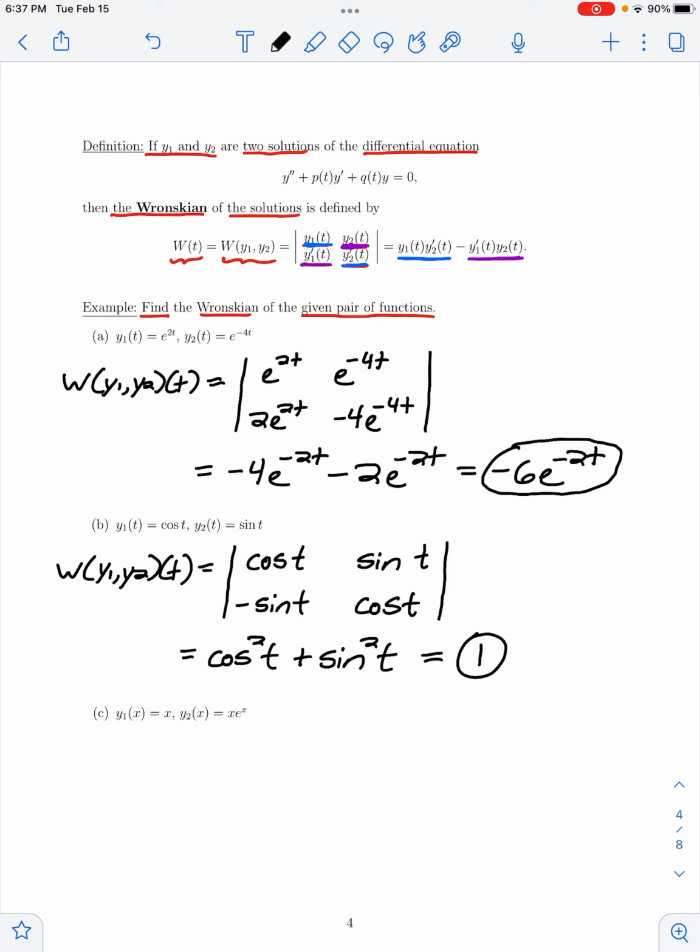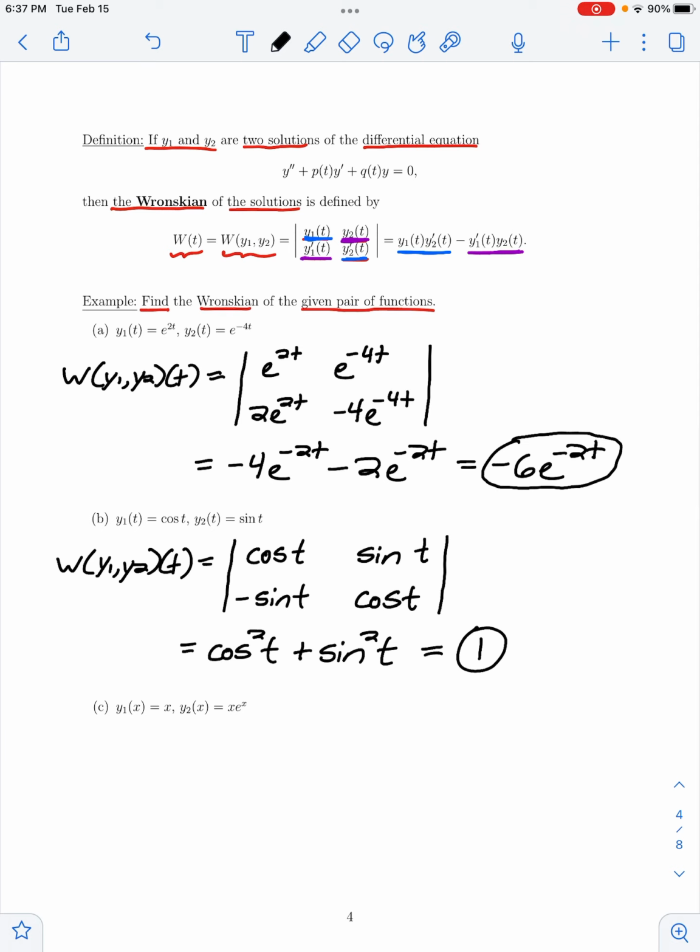And then for the last part, part C, we have y1 and y2, which are functions of x instead of t here, x and x times e to the x. So our Wronskian for these two functions is calculated the same way. We take the determinant of the 2 by 2 matrix, where our first row would be the functions x and x times e to the x. And our second row would be the derivatives.